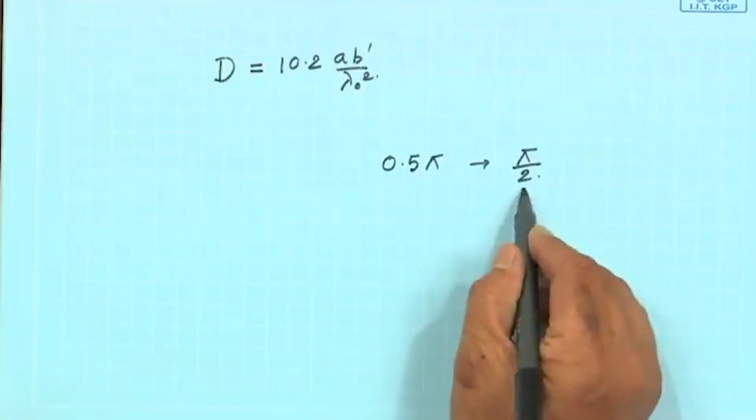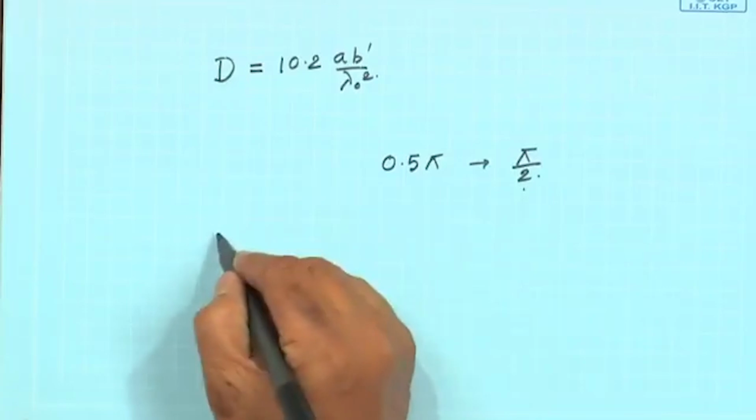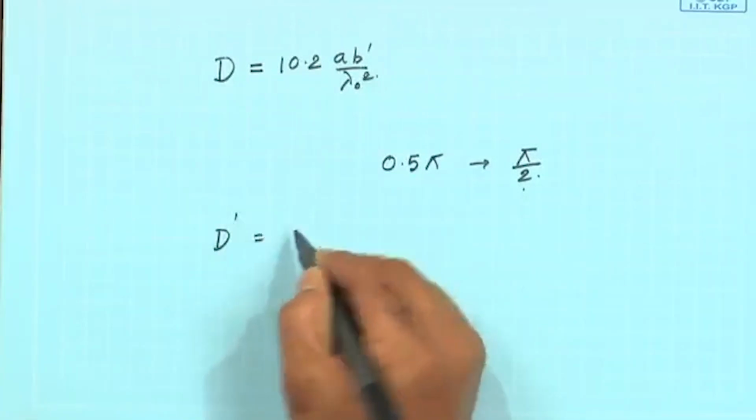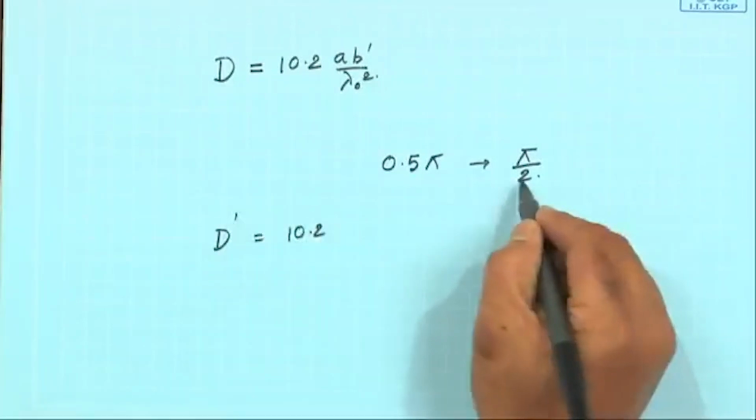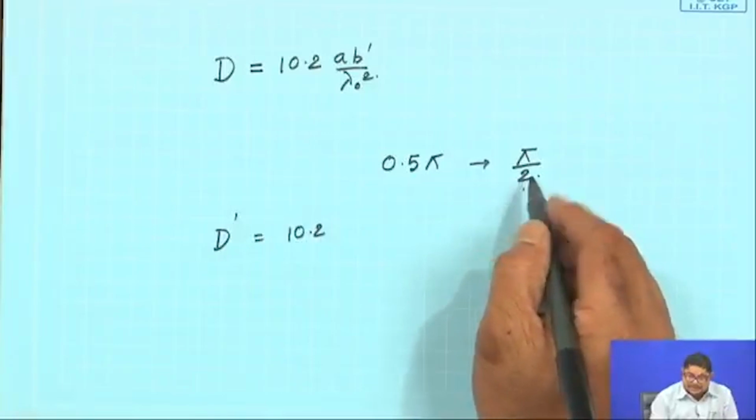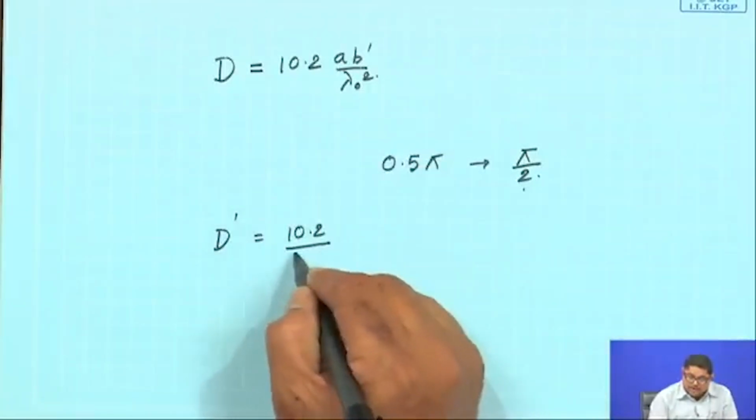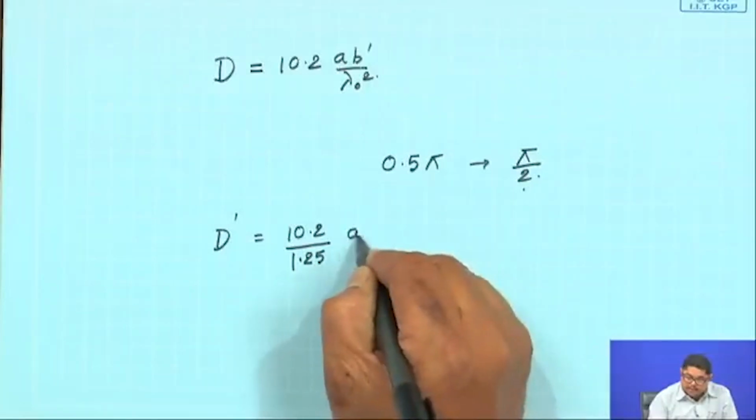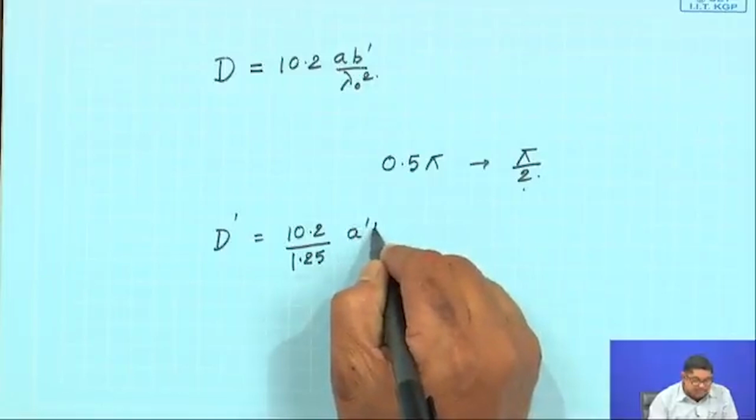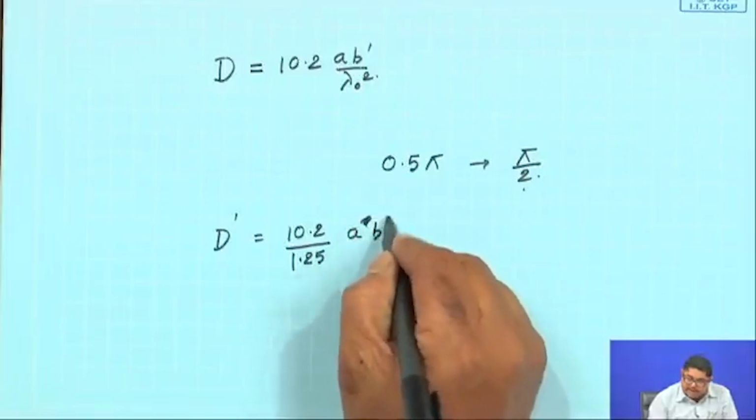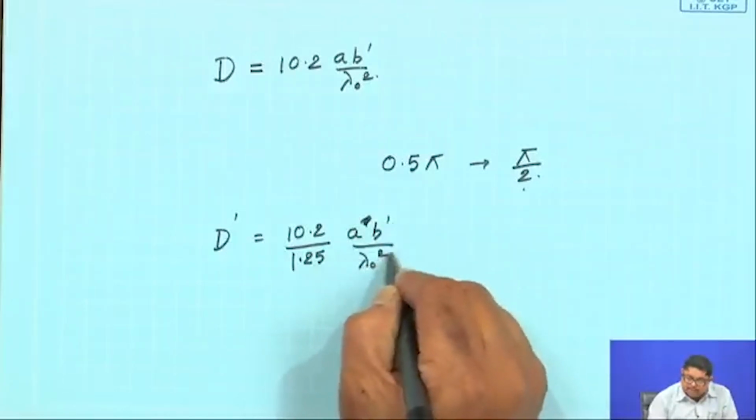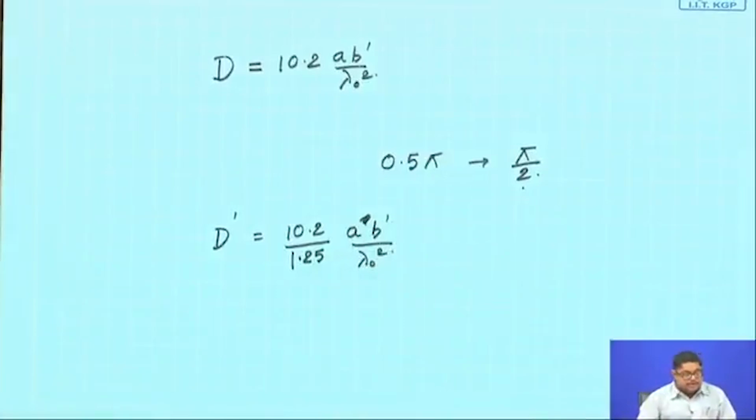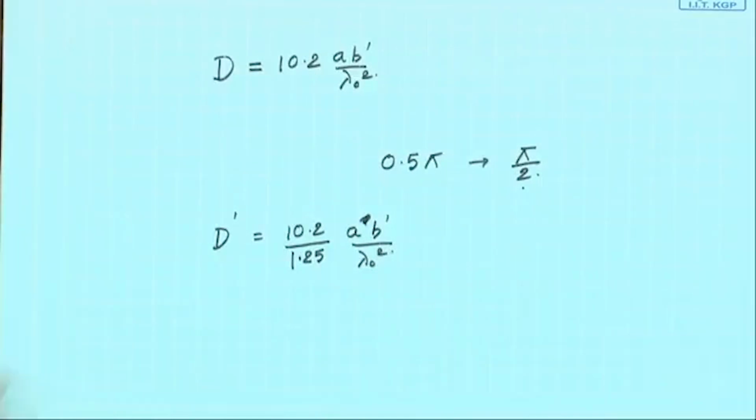Okay. And here also, if you do this, how much reduction in the gain you suffer? Since you are going less, you will suffer less. So, 10.2 here, instead of 1.3 it is 1.25 A B dashed by lambda naught square. Okay. So, this is the E plane horn.